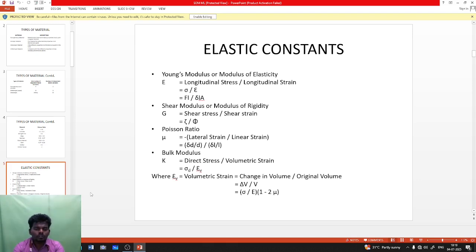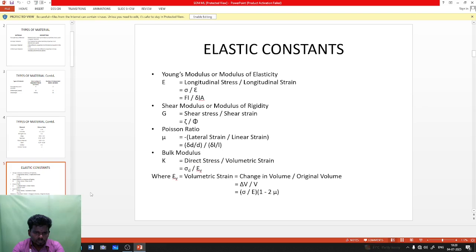Now we are going to see the dependent and independent elastic constants we saw two slides before. The constants are: Young's modulus or modulus of elasticity, E, is equal to longitudinal stress by longitudinal strain, which is sigma by epsilon, equal to FL by delta L A, where delta L is the change in length. And shear modulus or modulus of rigidity, G, is equal to shear stress by shear strain.